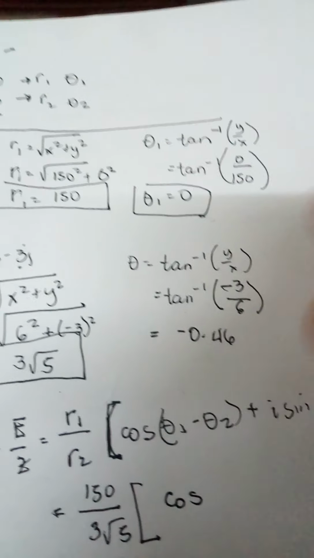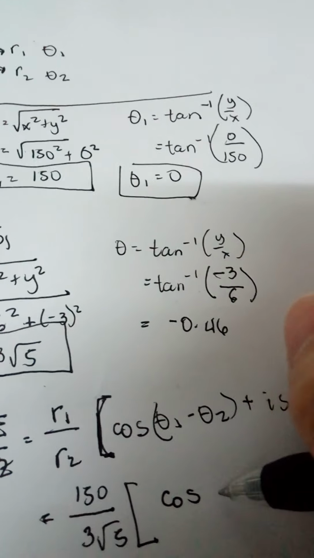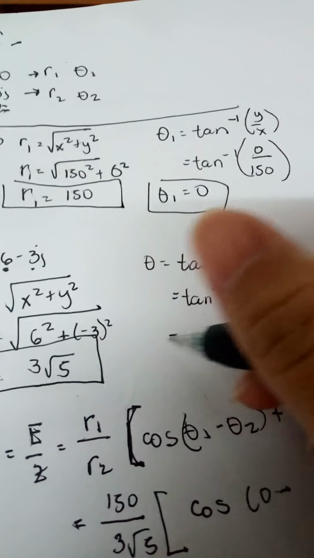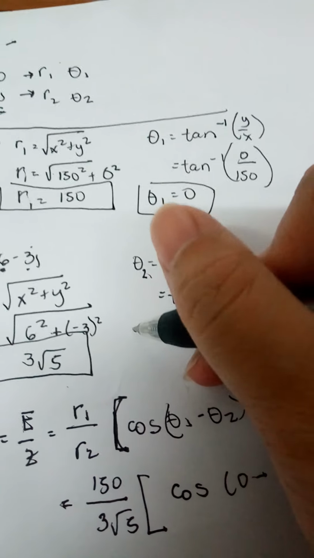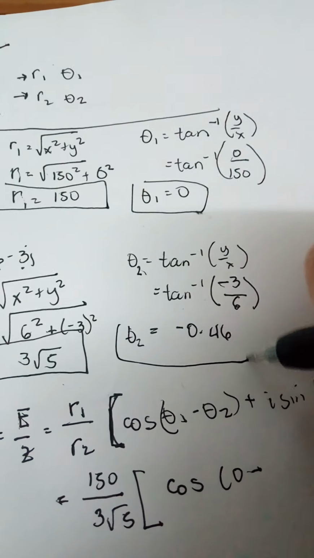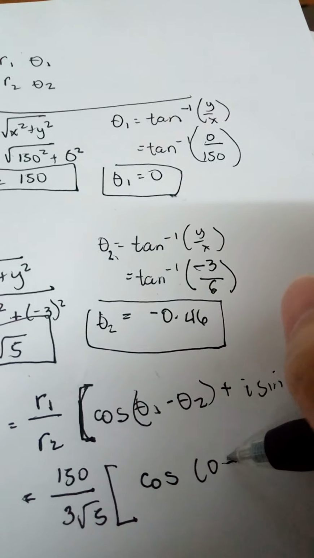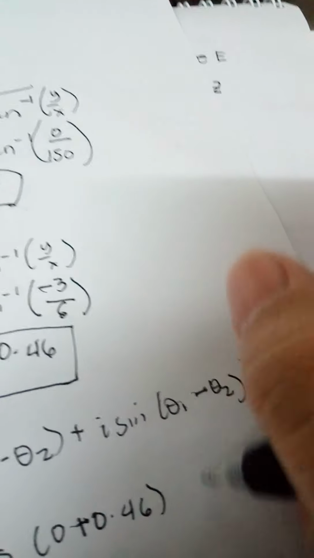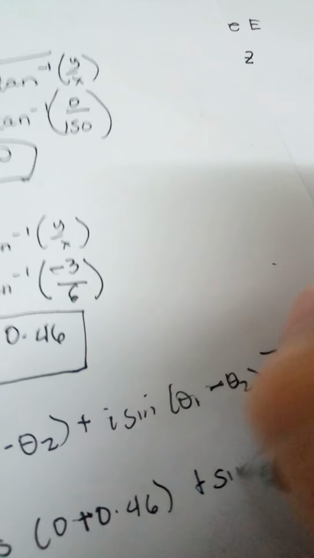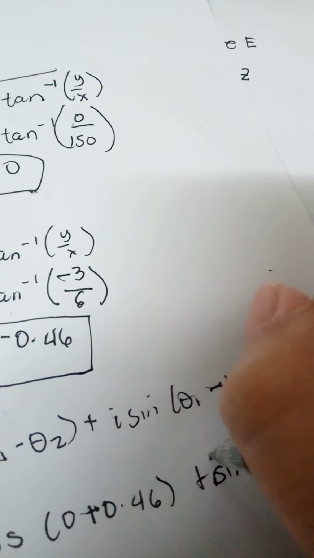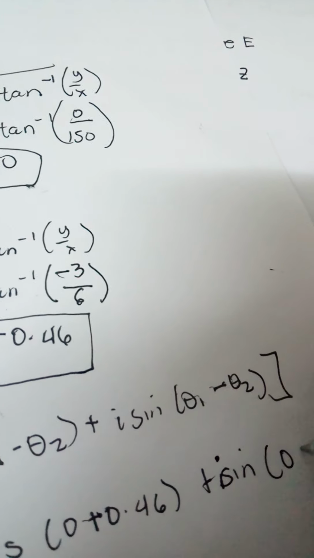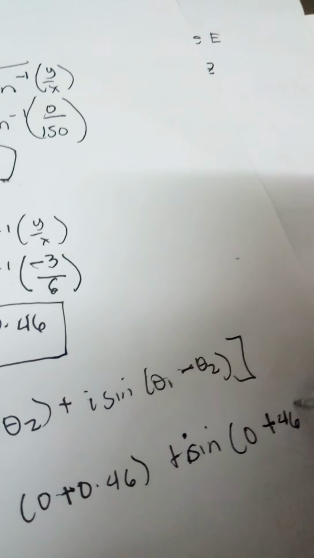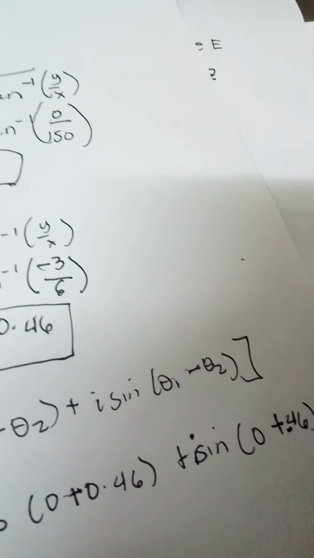Times cosine, what is theta 1? Theta 1 is 0 minus theta 2. Theta 2 is negative 0.46. So negative is positive, 0.46, plus I sine, 0 minus negative 0.46 is plus 0.46.